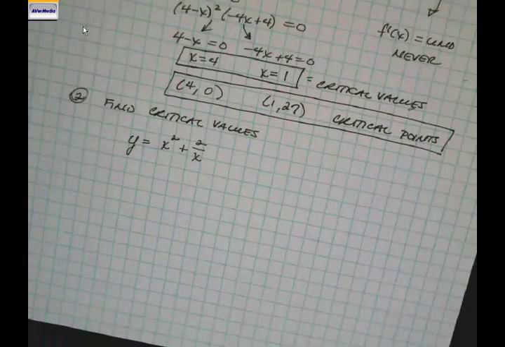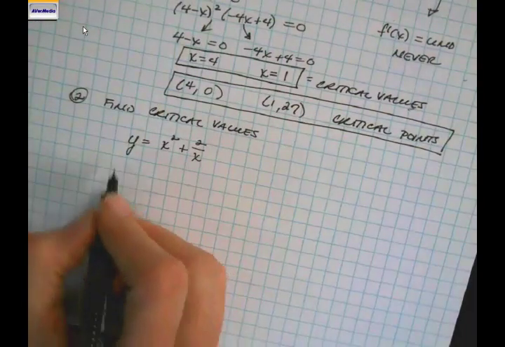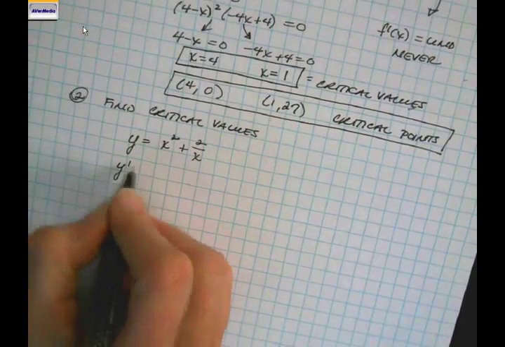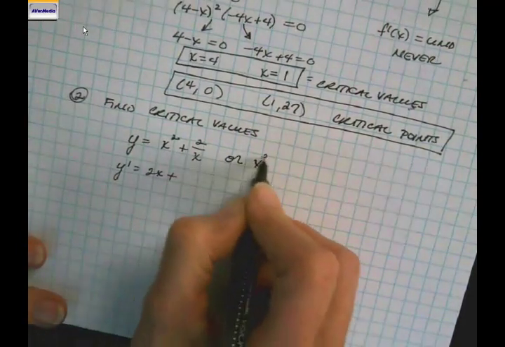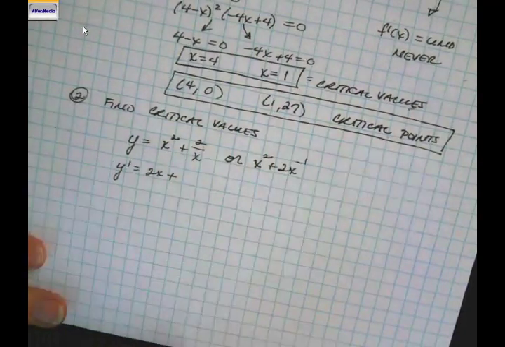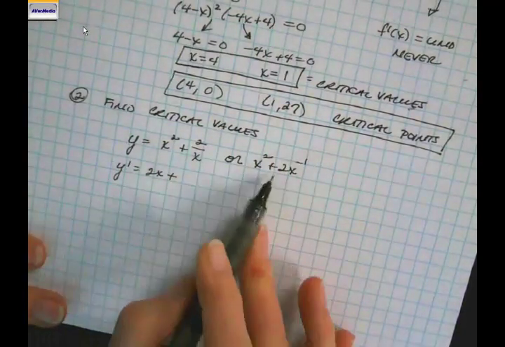Remember, critical values occur when the first derivative equals 0 and when the first derivative is undefined, which means we're trying to hit all those local maxes and mins and not miss any of them. So let's take the first derivative of this thing. This is x squared plus 2x to the negative 1, which is a lot easier to differentiate.